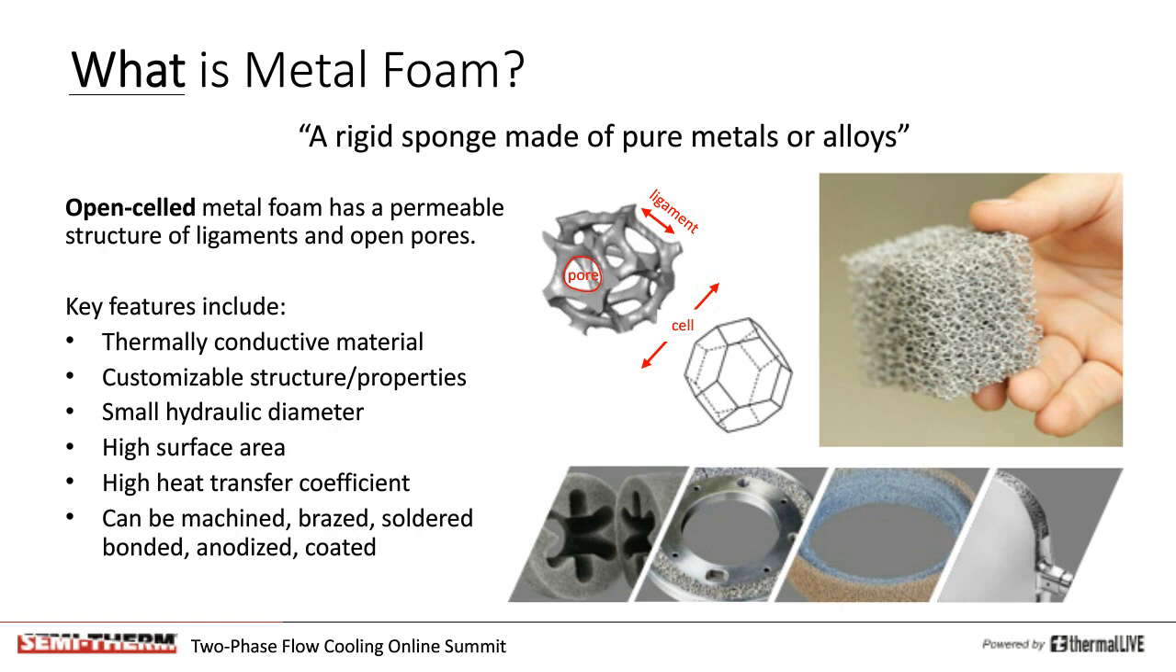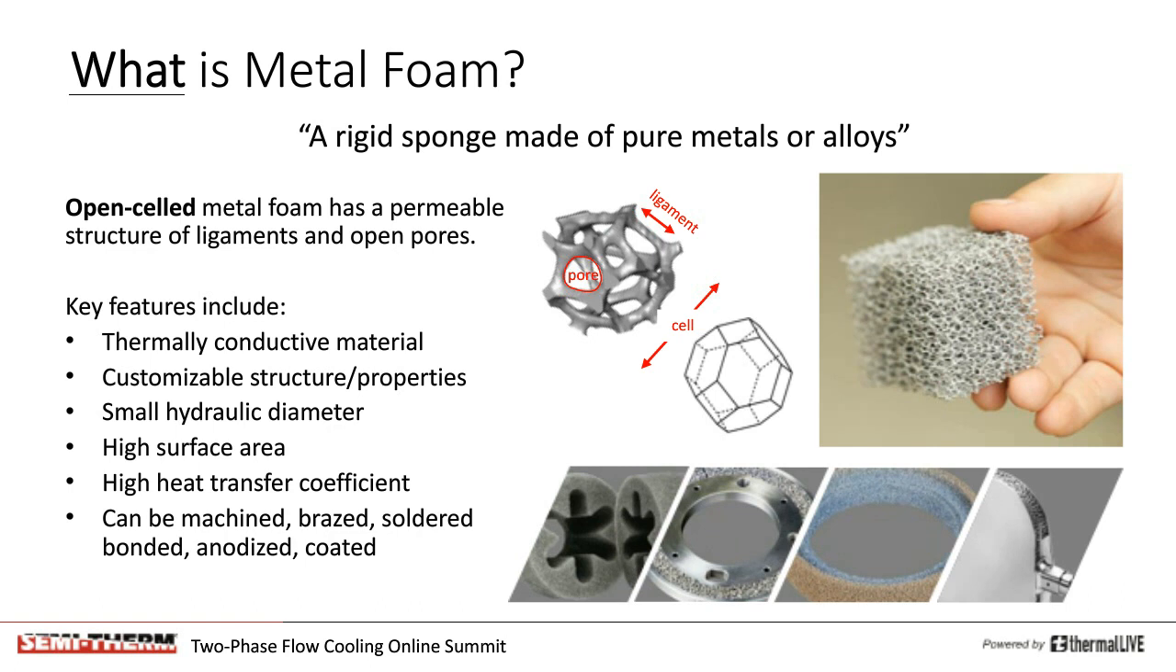Some of the relevant features of such foams include a thermally conductive matrix, customizable structure and properties, small hydraulic diameter, high surface area, and high heat transfer coefficients. Last but not least, metal foams provide unique opportunities from a manufacturability perspective, as they can be machined, brazed, soldered, bonded, and processed with various coatings.